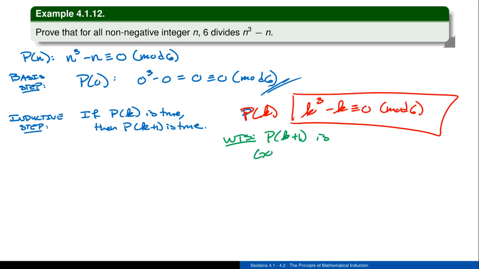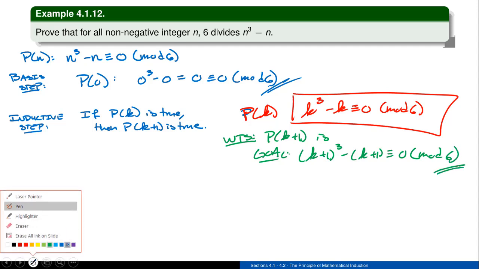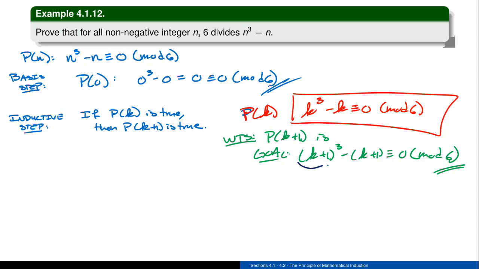So my goal in this case is to get to the stage that k plus 1 quantity cubed minus k plus 1 is going to be a 0 in this mod 6 setting. So that's my goal, to show that thing in green. And this is actually a pretty nice inductive result because you have a little bit of guidance. What I'm going to do is start with the left-hand side of that thing, expand it out, and hope to see that I can get a whole bunch of things reduced down to a 0.